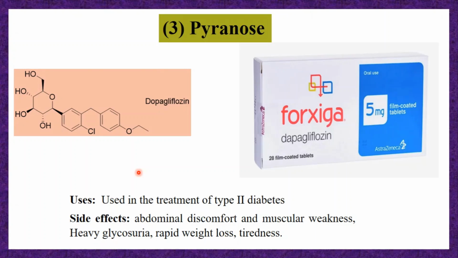Dapagliflozin is used in the treatment of type 2 diabetes, and the side effects are that it causes abdominal discomfort, muscular weakness, heavy glycosuria, rapid weight loss, and tiredness. So dapagliflozin is the derivative of pyranose. Heavy glycosuria means glucose appears in the urine. These are the side effects of dapagliflozin.